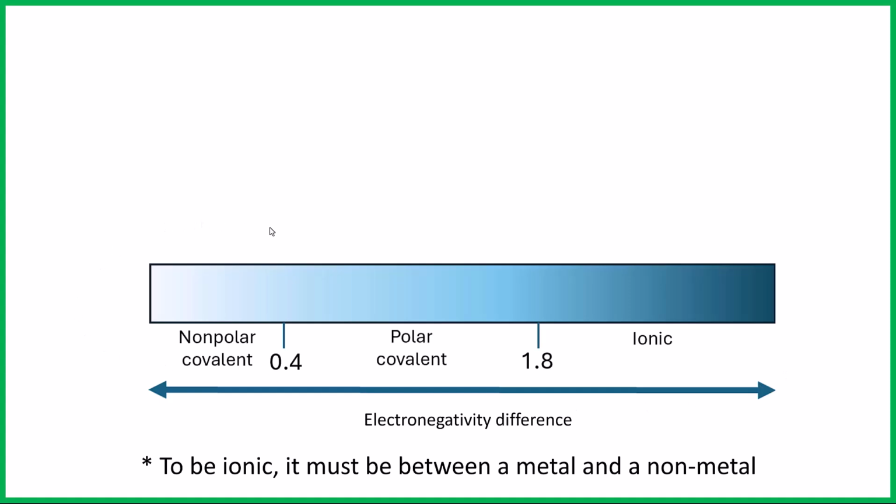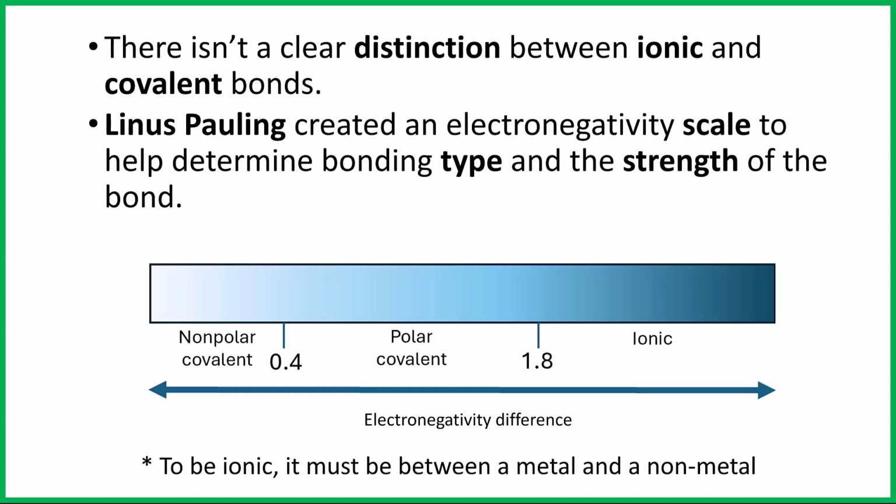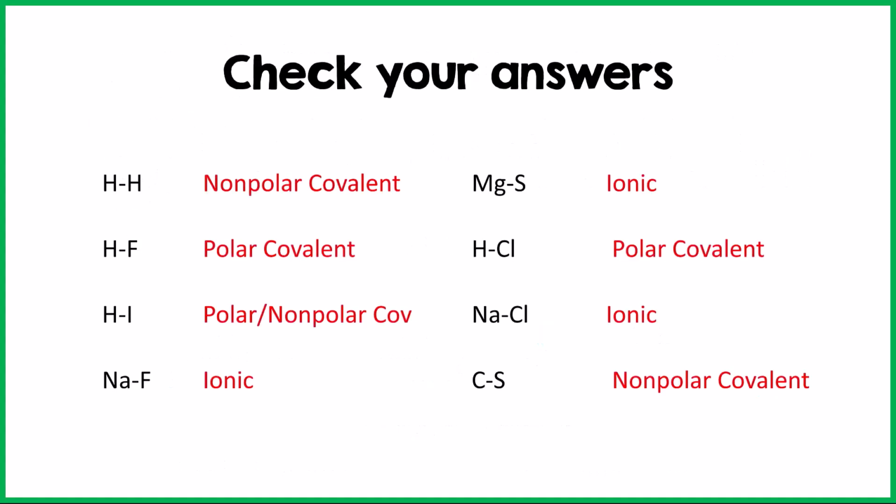Okay, and now use this scale to determine whether they're nonpolar covalent, polar covalent, or ionic based on those electronegativity differences that you calculated. Remember that to be an ionic bond, it has to be a metal and a nonmetal bonded together. Pause the video here, and then we'll check all of our answers to those questions in a second. Okay, so here are your answers.